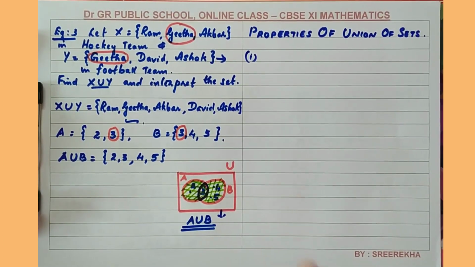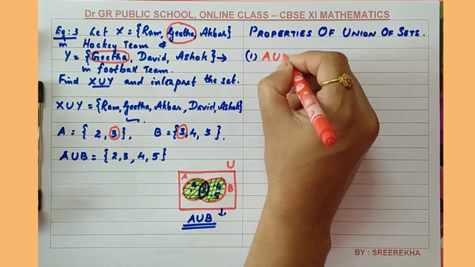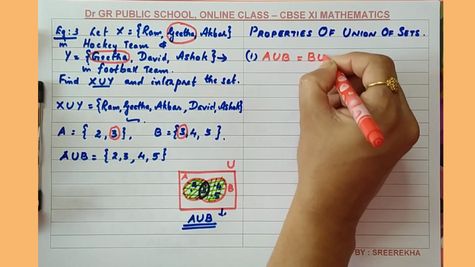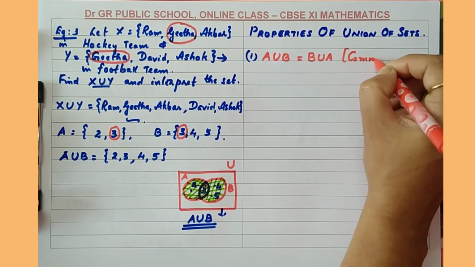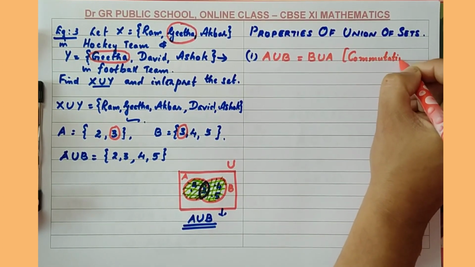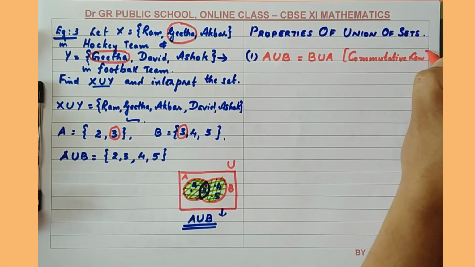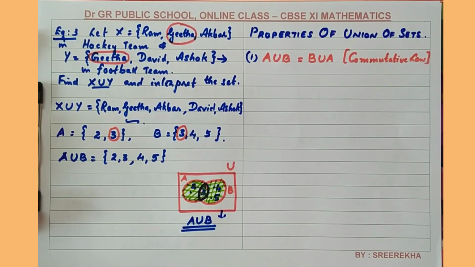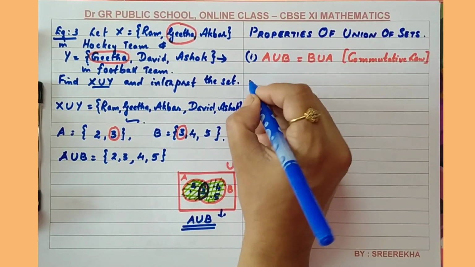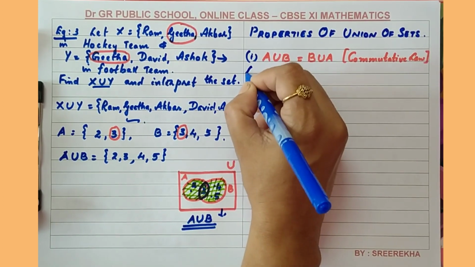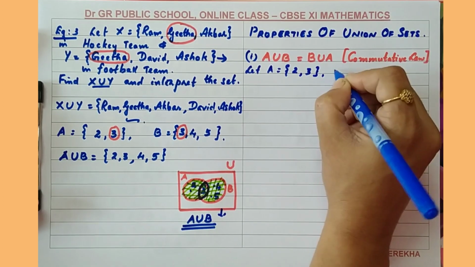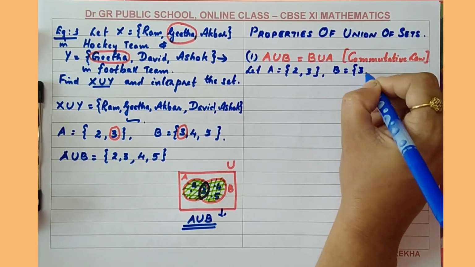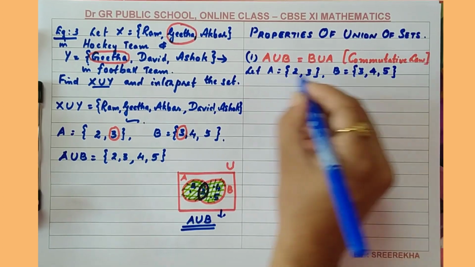For any two sets A and B, A union B equals B union A. This property is called the commutative law, the commutative law of union of sets. A union B equals B union A. This is the first property. We can check whether it is true or not. Consider the above sets itself. Let A equal to the set {2, 3} and B equal to the set {3, 4, 5}. I am going to verify this property.